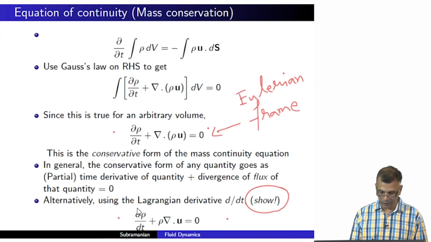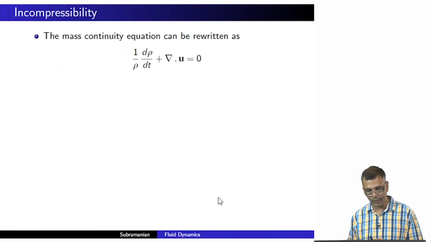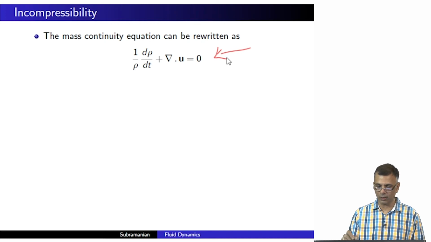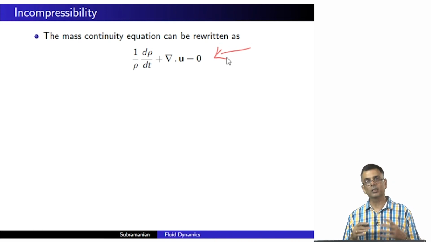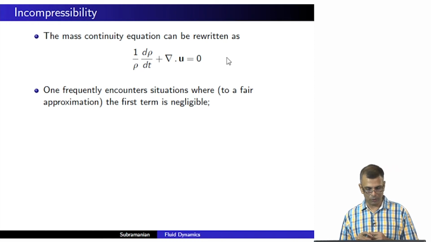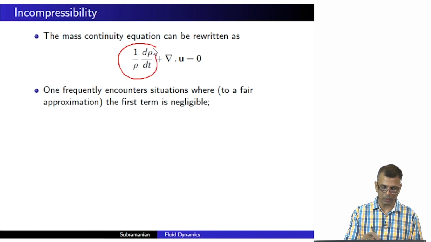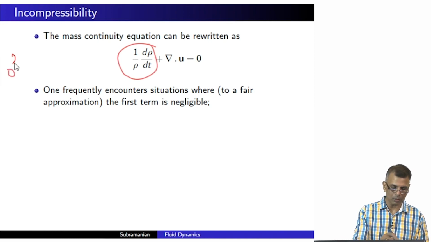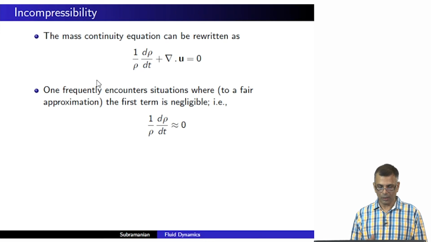So if you divide this entire equation by rho, on the right hand side you have 0, so it makes no difference. If you divide this entire equation by rho, you get this. It's the same equation that we had written earlier, the mass continuity equation, in the Lagrangian frame as seen by an observer who is sitting on top of a fluid parcel. And one frequently encounters a situation where, to a fair approximation, the first term is negligible. In other words, this is often negligible.